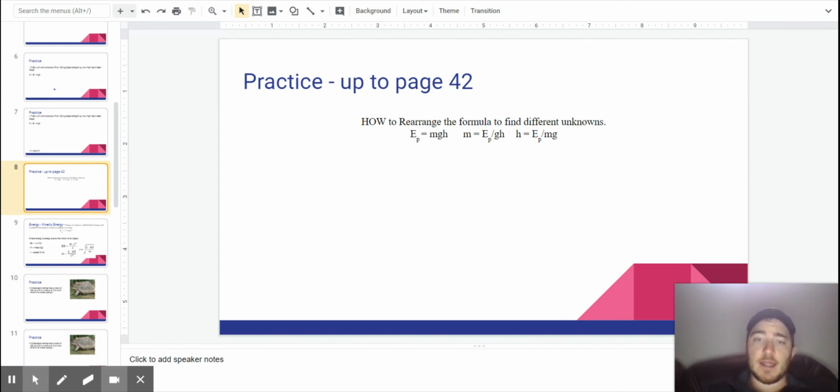There again is how to rearrange the formulas. And if you're looking for gravity, which is very rare, but we did it earlier, remember it's gravity equals EP over whatever the other two are. Okay, so mass and height. Okay, and that is potential energy.